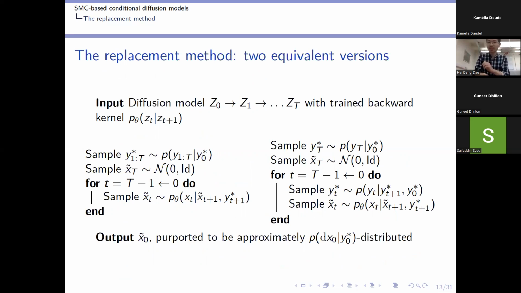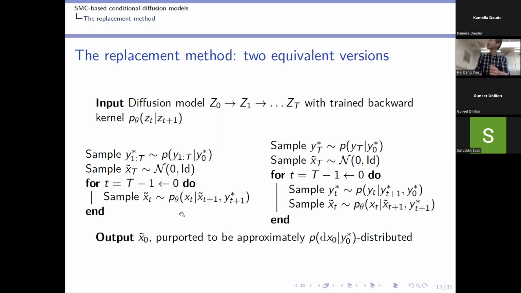Okay. So your input is a diffusion model Z0, Z1, ..., Zt, with trained backward kernel P theta of Zt given Zt plus 1. First, you sample Y following the forward distribution, so you get Y1:T star. Then you start from the end, with Xt following a normal distribution 0, 1. And then for each t going from T minus 1 back to 0, you sample Xt tilde from the conditional distribution of Xt given Xt plus 1 and Yt plus 1 star. You can sample from this distribution because you have learned it through the parameter theta.